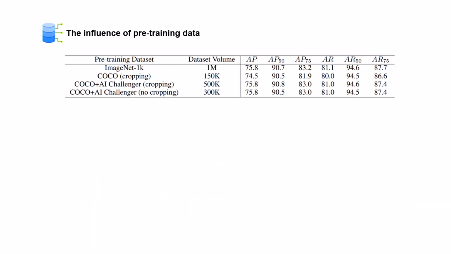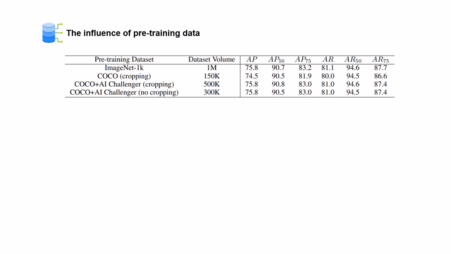And the next thing is the influence of pre-training data. We all know that when we are pre-training on a large dataset and then fine-tuning for our task, we should get a better performance, obviously. So here is what they did. At first, they used ImageNet 1K for pre-training and achieved some average precision, which is 75.8.